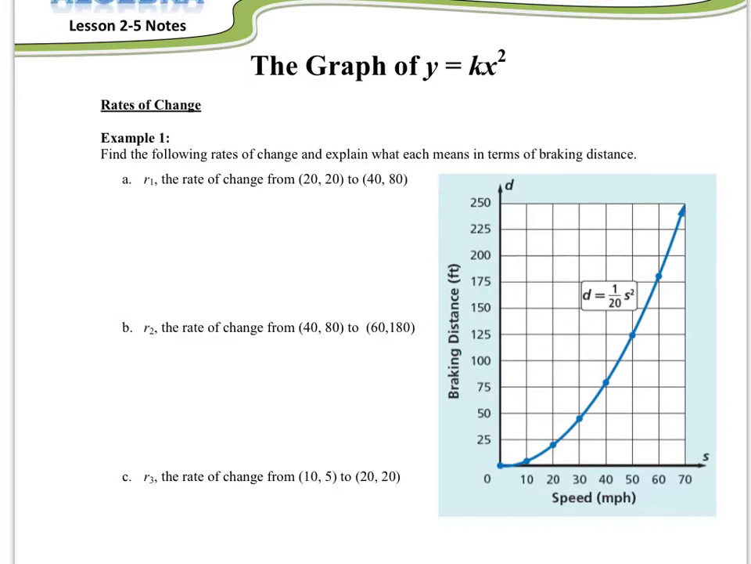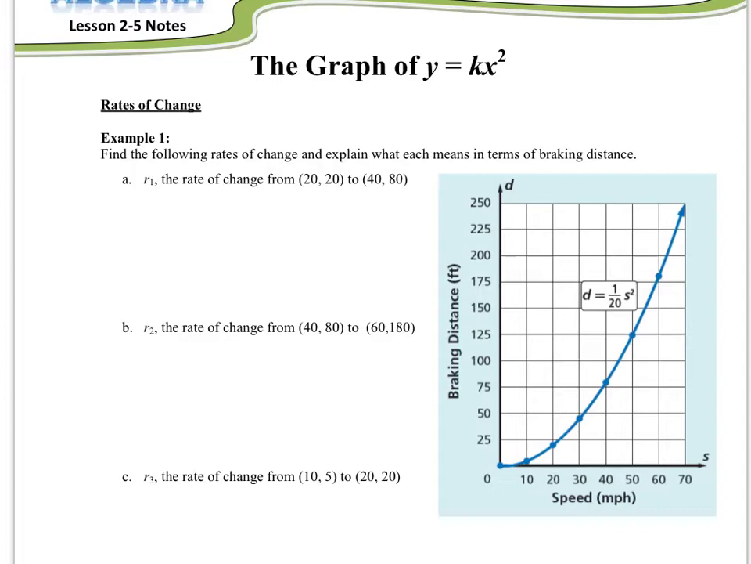Example 1, find the following rates of change and explain what each means in terms of braking distance. In 2.4, we talked about rate of change, and that is the slope of the line. So we're going to figure out the slope of the line and then explain what those rates of change, or that slope, means in terms of braking distance. So part A, R1, the rate of change from (20, 20) to (40, 80).